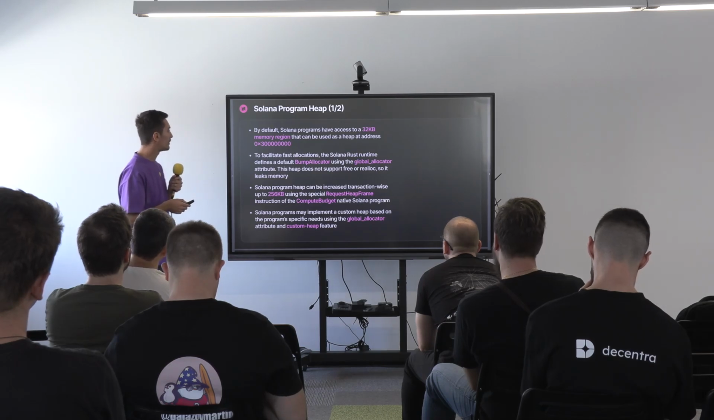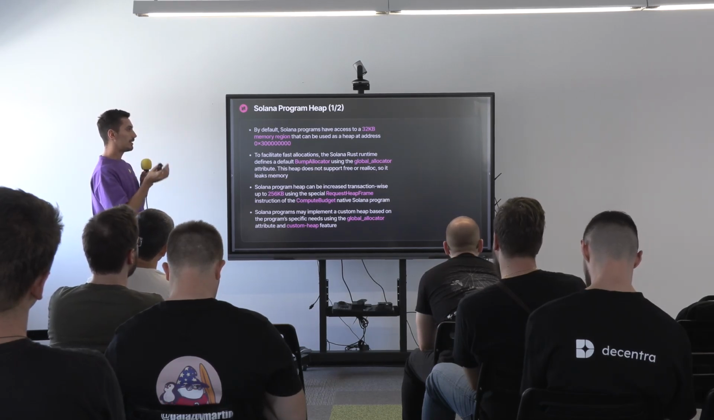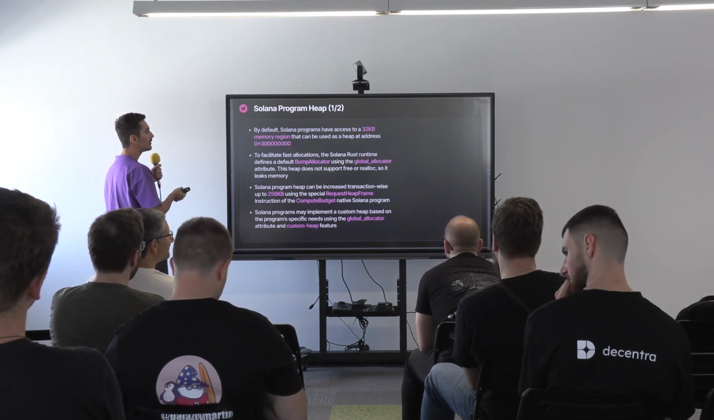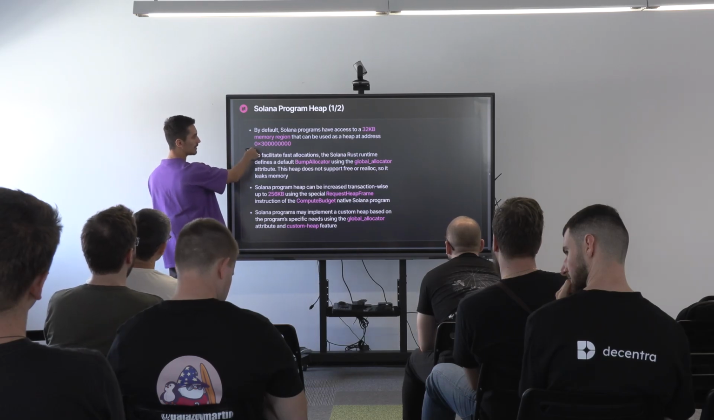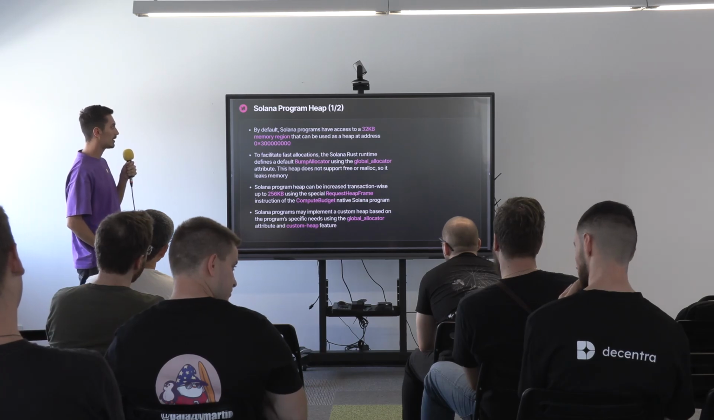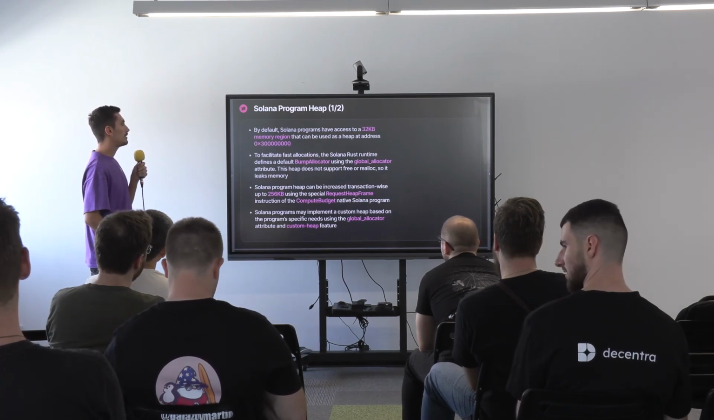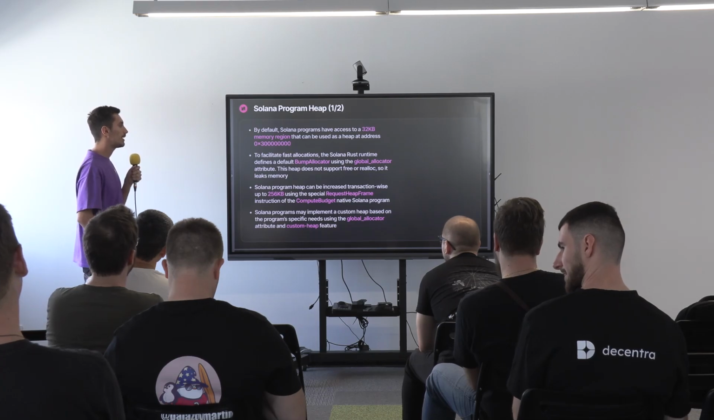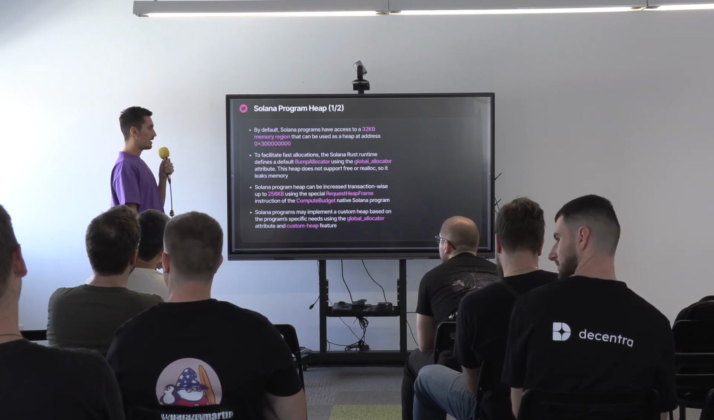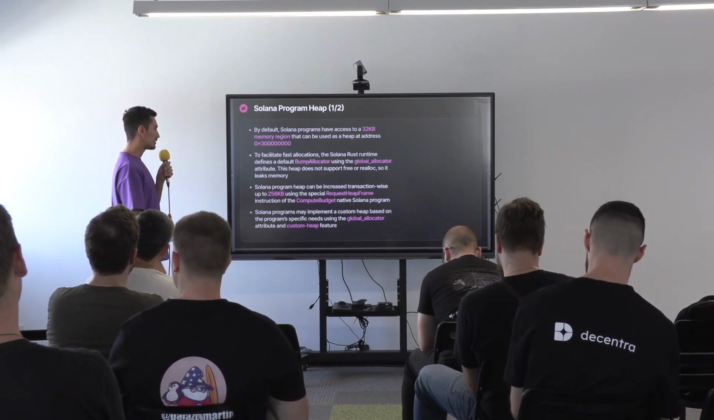The Solana program heap. Let's talk about the normal heap that a Solana program has. The memory region for the heap starts at this address. The default size for the heap in Solana is 32 kilobytes. And the default allocator that the Solana Rust runtime defines is a bump allocator that doesn't support free or reallocs, so it leaks memory.